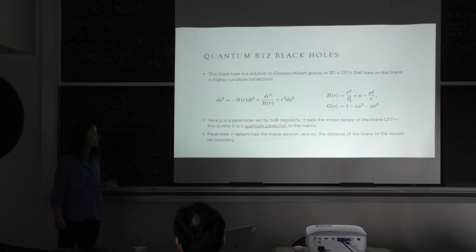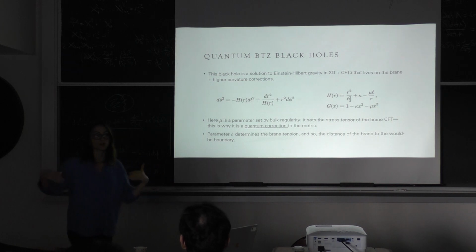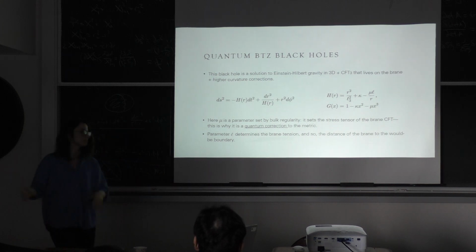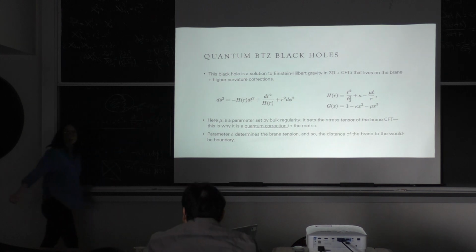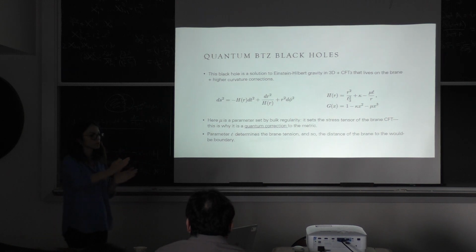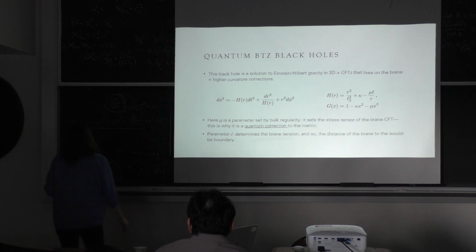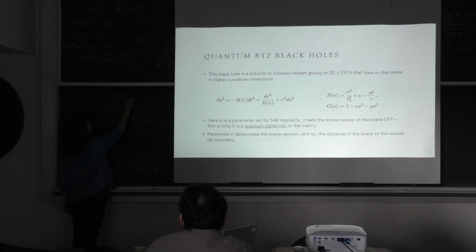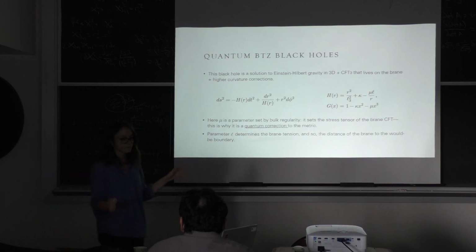Mu is something that is set by bulk regularity, and it says basically the stress tensor of the CFT that lives in the brane. And this is why we call it a quantum correction. It comes from the CFT that's on the brane. And this L parameter is something that determines the tension of the brane. It's a parameter of my theory in general, not just of the solution. This parameter L basically determines the distance between my brane and my would-be boundary. So for very small L, I'm very close to the boundary, and I can suppress all the high curvature terms.